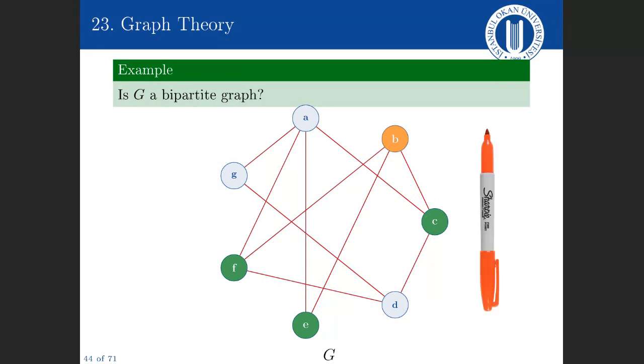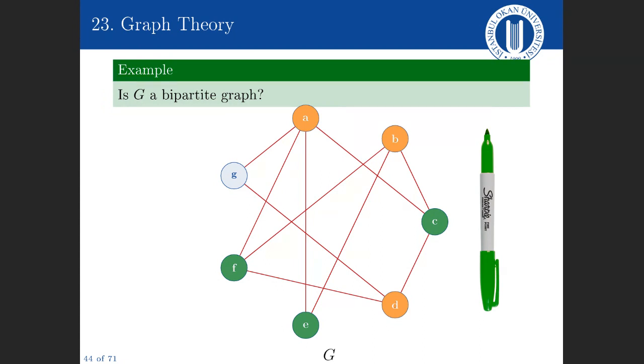Now, before we go on, are any of the green vertices connected together? The answer is no. C is not connected to E, C is not connected to F. E is not connected to F. So far, so good. Then we change back to the orange pen. Every vertex which is connected to a green vertex should be colored orange. A and D are connected to a green vertex, so we color them in.